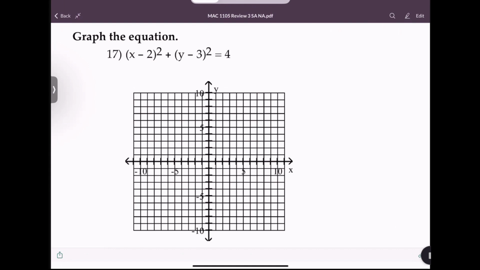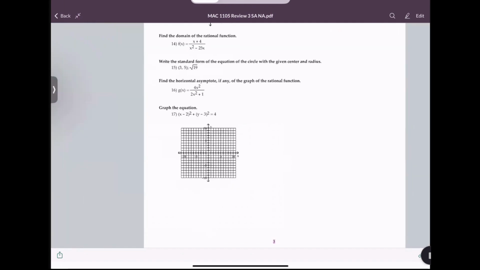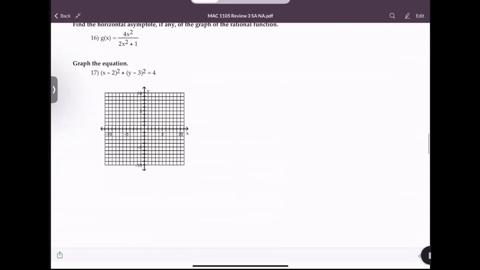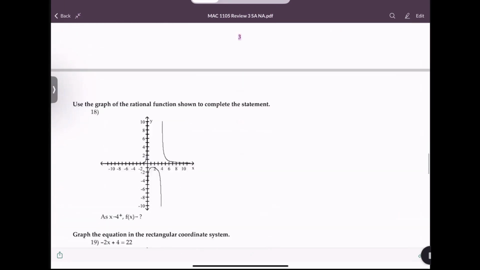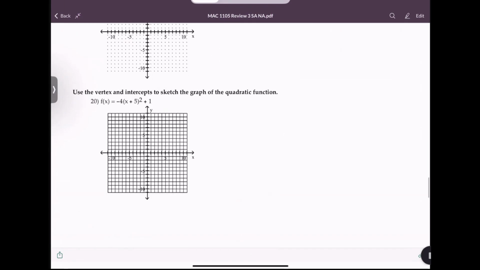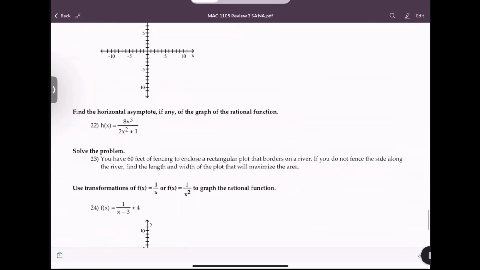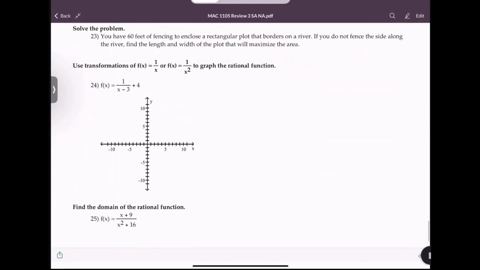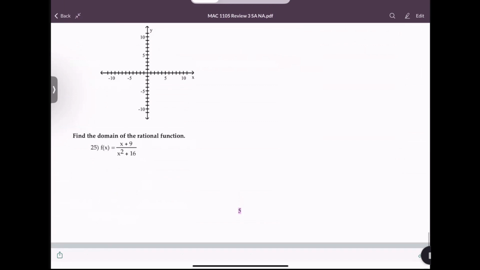Oh, this is not the problem. There's no shading there. Wait, graph the equation. So center 2, 3, and then radius is 4. So just go left 2, right 2, up 2, down 2, and then draw your circle.